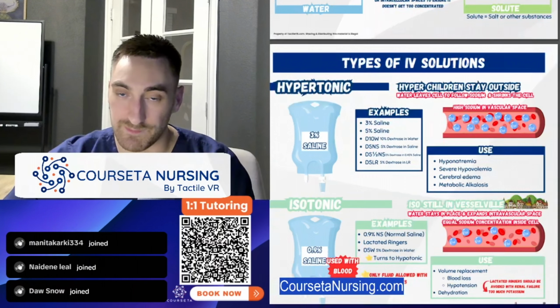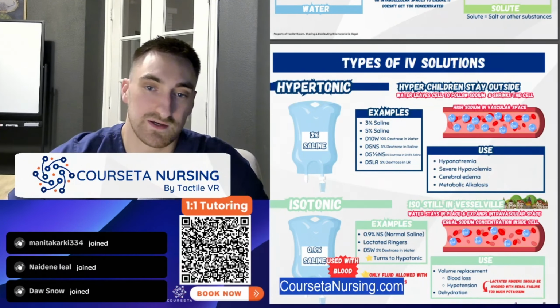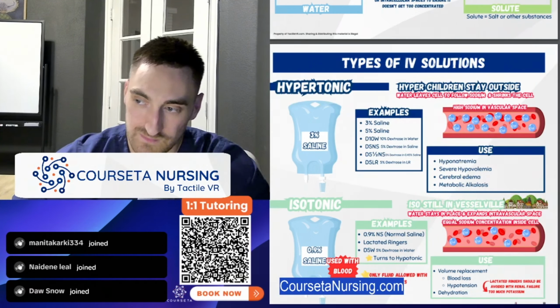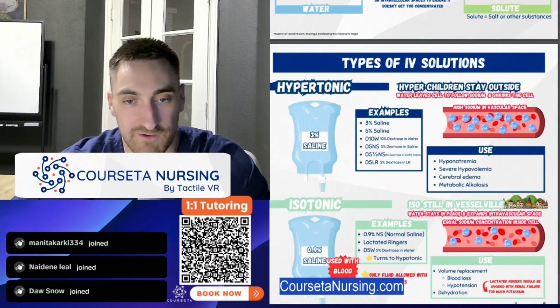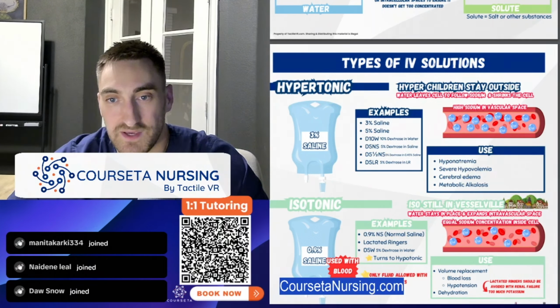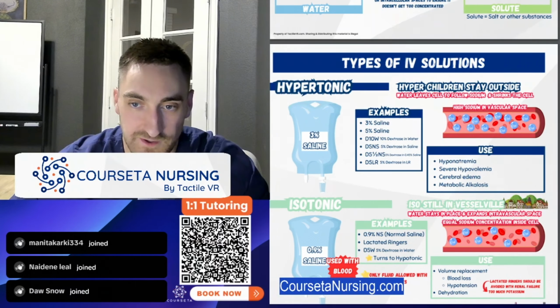Now we're going on to hypertonic. Hyper, so hyper children stay outside. So where does the fluid stay? It stays outside of the cell. So what happens when the cell doesn't have a whole lot of fluid? Well, it shrinks up. So there's a lot of sodium in the vascular space because the fluids we're giving them are super concentrated in sodium.